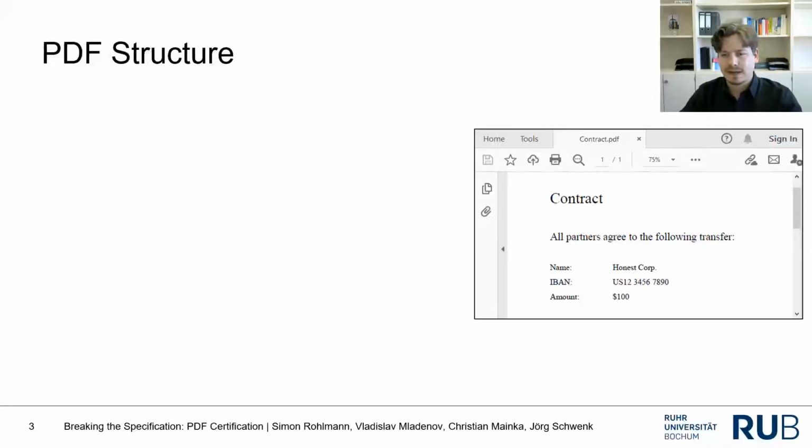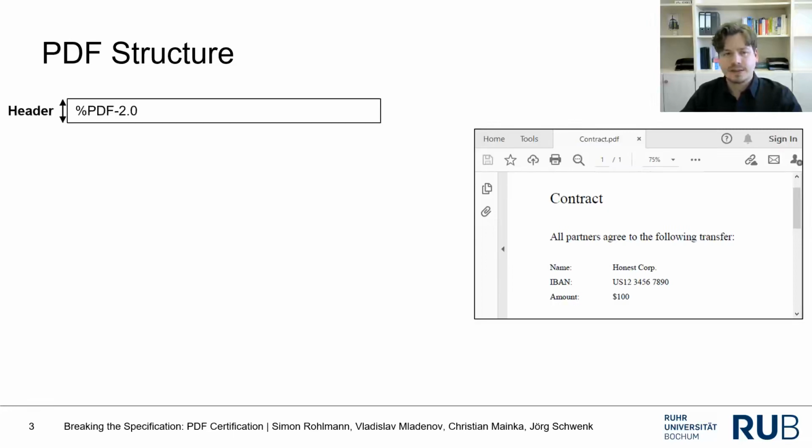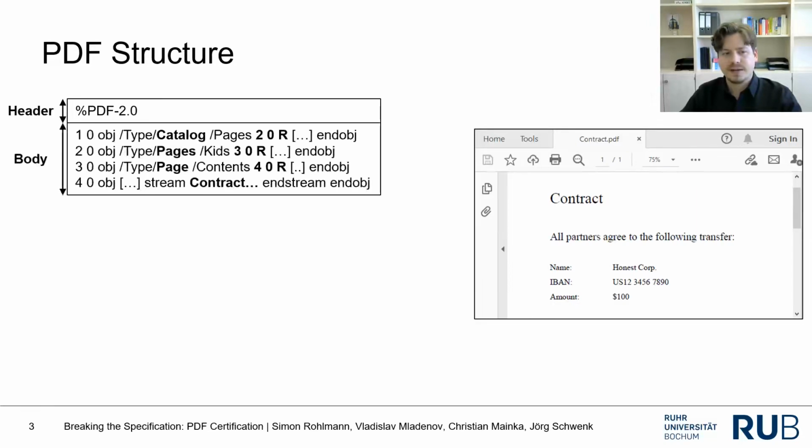So on the right side you see a simple PDF document. Each PDF document starts with a header. The header defines the PDF version. The header is followed by the body and contains objects of the PDF document with unique object numbers. It starts with the object of type catalog, which references the pages object, and the pages object references all pages in the document.